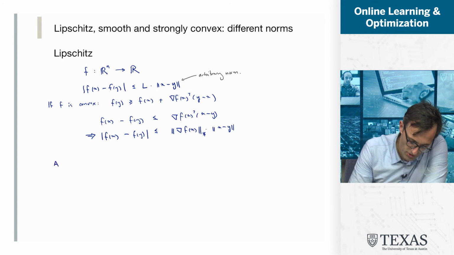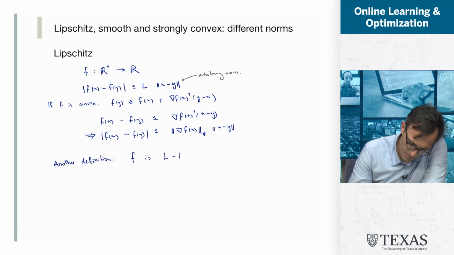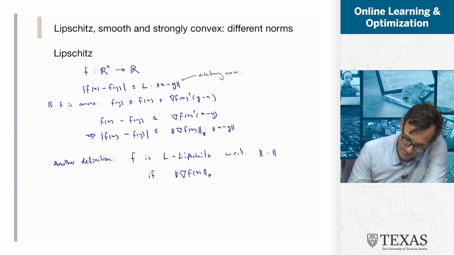So another definition that we've used: f is L Lipschitz with respect to a particular norm is equivalent to writing that its gradient or its subgradients in the dual norm are upper bounded by L.